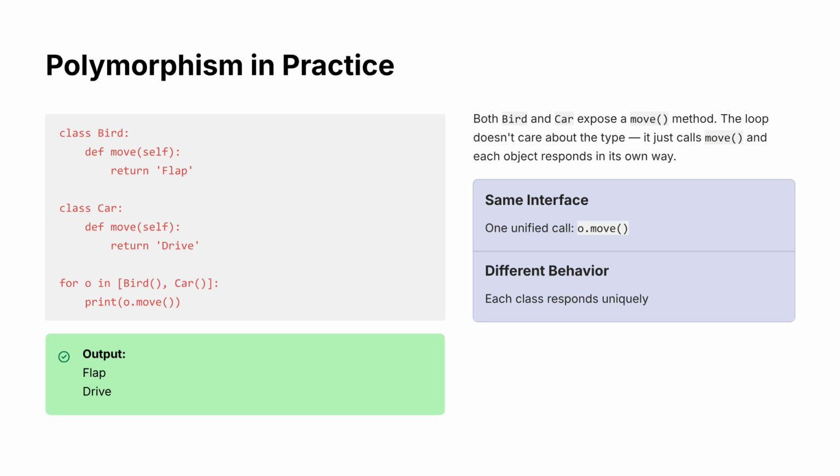Here's the duck typing example in action. We've got a Bird class and a Car class, totally unrelated, but both have a move method. So we throw them in a list, loop over them, call move on each one, and it just works. Bird flaps, car drives. The loop doesn't know or care what type it's dealing with. This is why Python code can be so expressive. You write one loop, and it handles many types gracefully. That's polymorphism earning its keep.